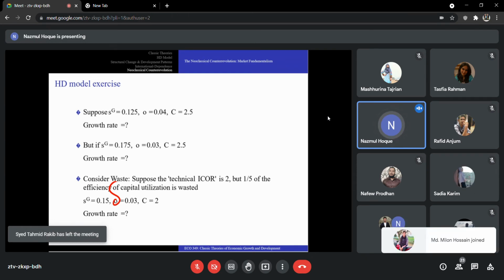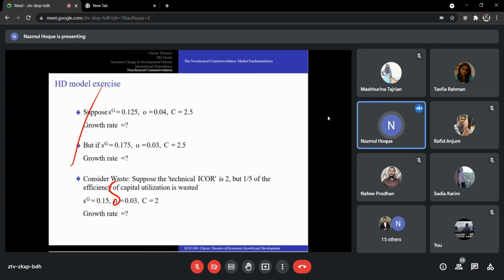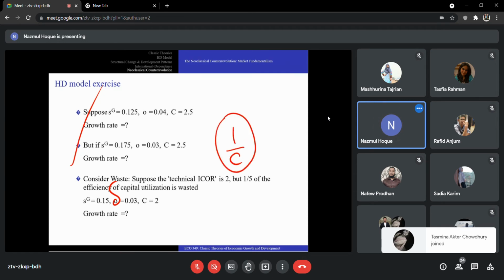Any questions about the other two? I think they're quite straightforward, right? Yes, sir. Then this one: how do we measure efficiency of capital utilization? That's 1 over C, right? 1 over incremental capital output ratio.